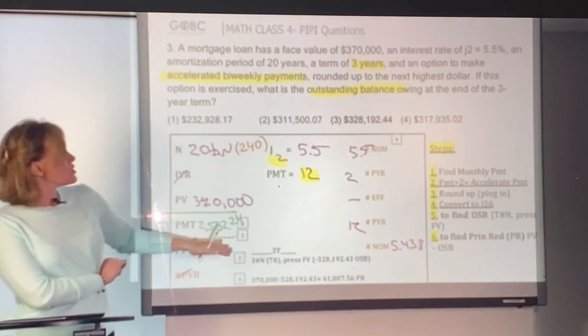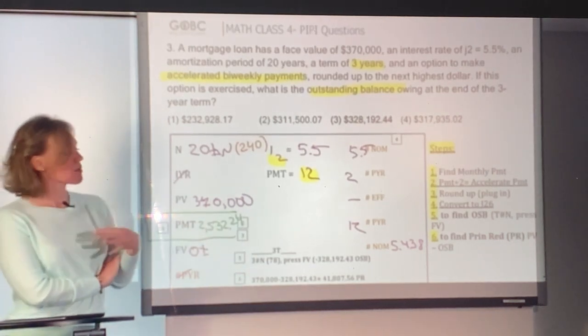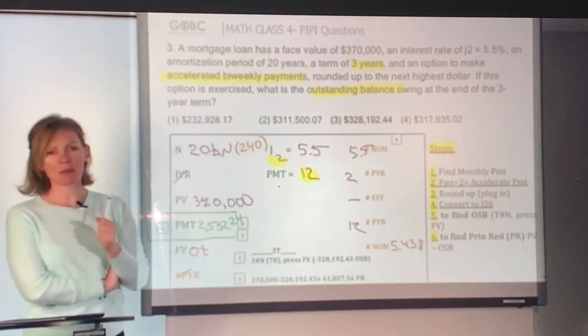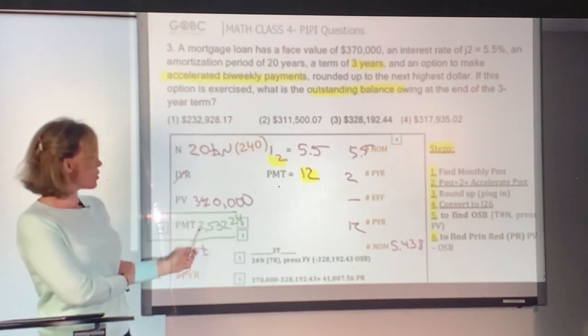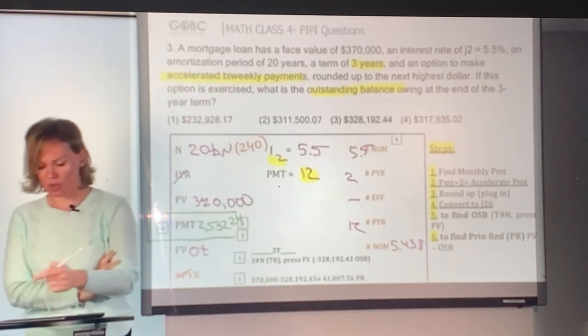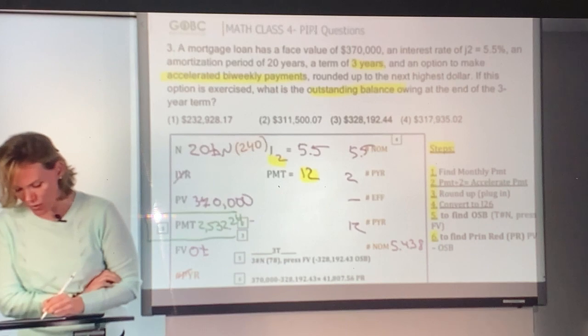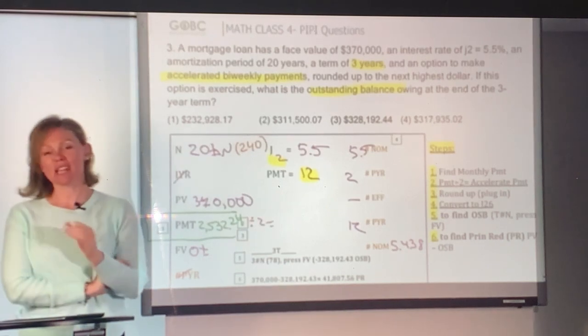Okay, so because it's an accelerated payment, you come to the bank and say, look, I want to pay off my mortgage faster. They said, sure, let's accelerate that payment of yours. Let's make it bi-weekly. So what do you do? You take that monthly payment and you divide it by 2. When you divide it by 2, that's how you accelerate the payment.